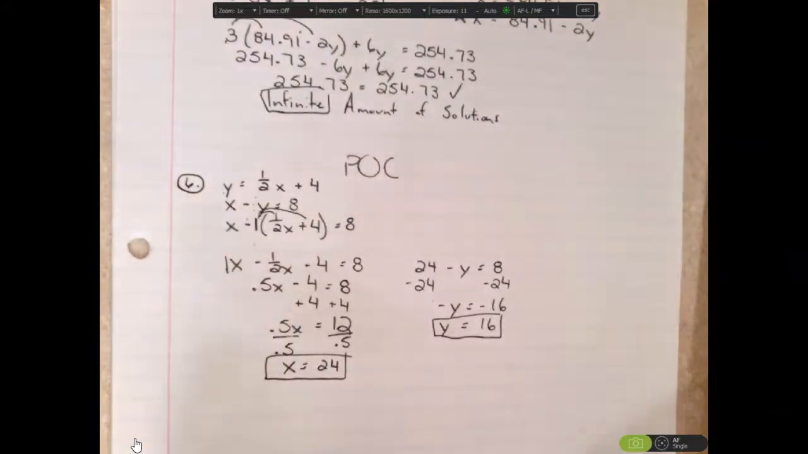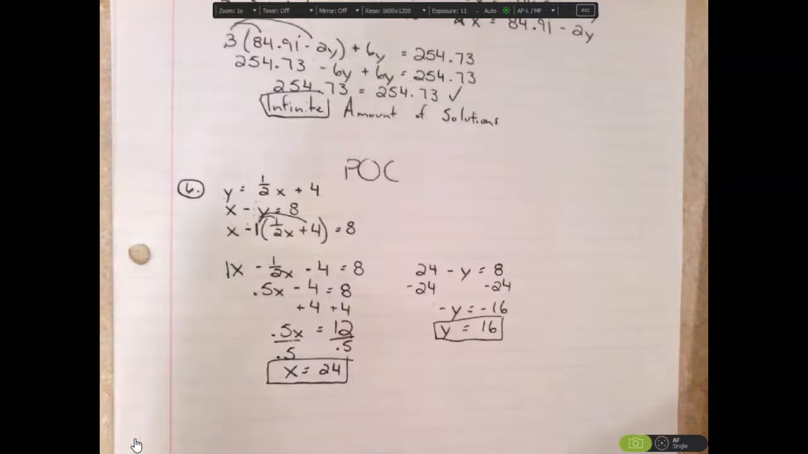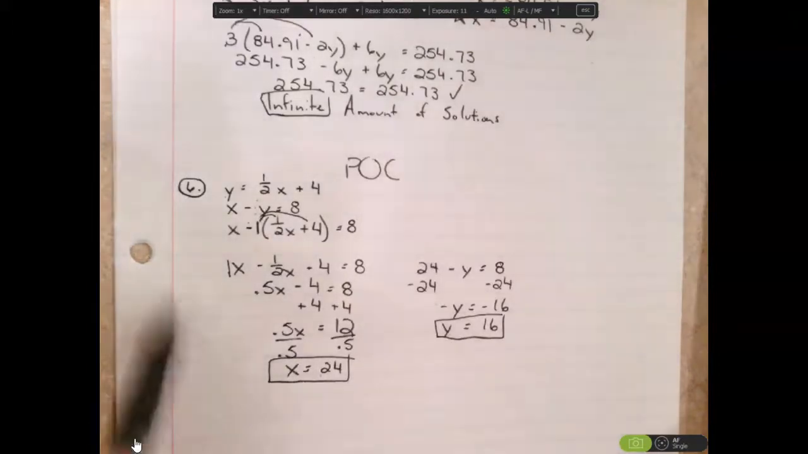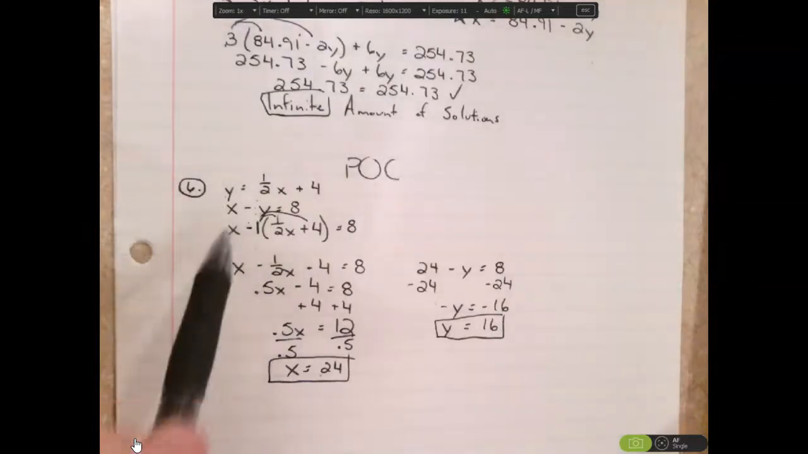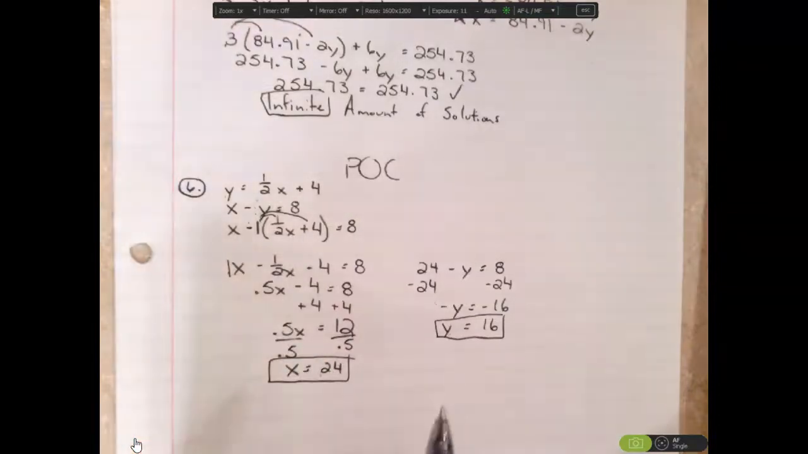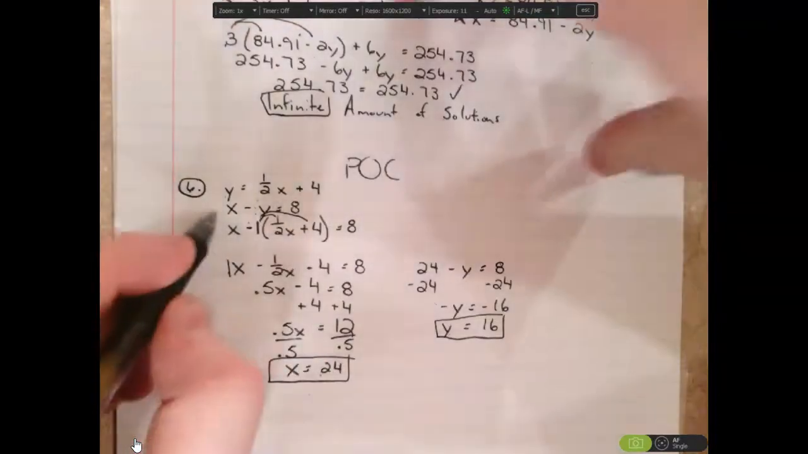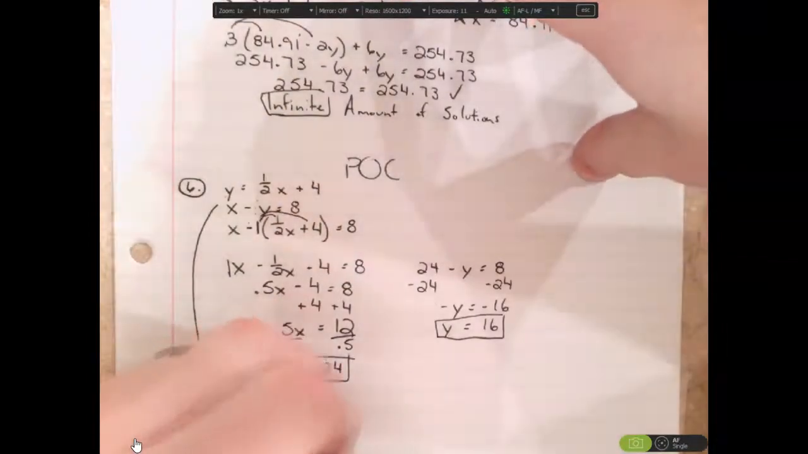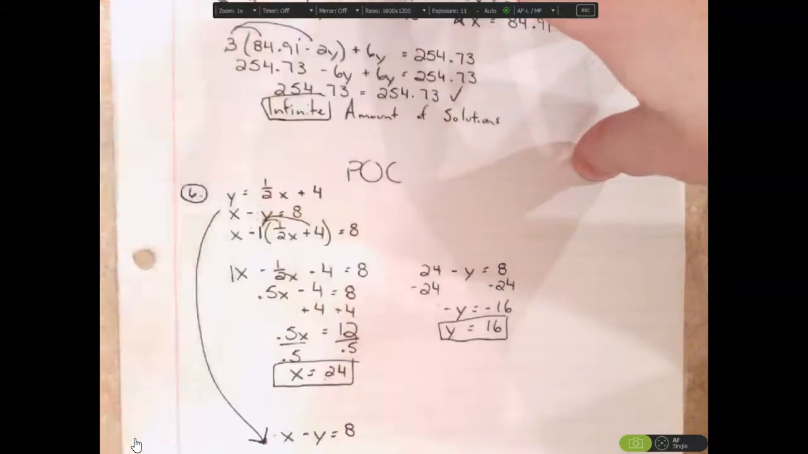Real quick, last thing, because this is our final problem. Some of you in class, I noticed, like to go ahead and check your work. When you get your x and you get your y, and you want to check your work, take your x, take your y, plug them in to one of your equations at the same time, and they should make your equation true. I'm going to take this second equation down here, x minus y equals 8.